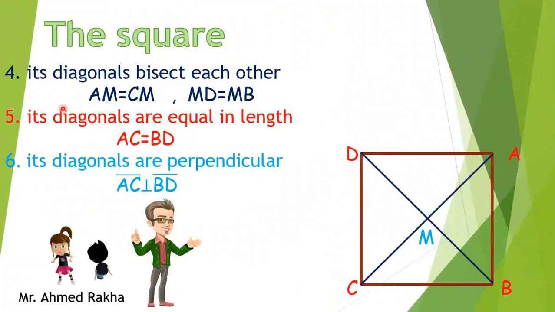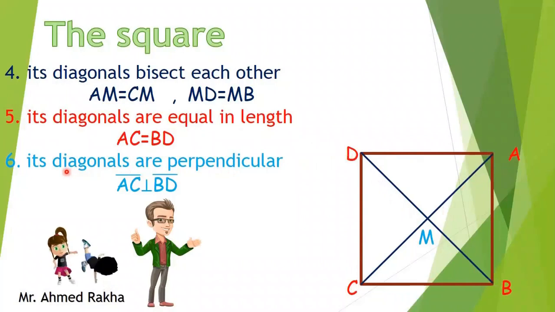Now let's talk about its diagonals. We have two diagonals for the square. What about these diagonals? Of course these diagonals, as in the parallelogram, bisect each other. That means M is the midpoint of AC and M is also the midpoint of BD. That means the length of AM equals the length of CM and the length of MD equals the length of MB. And what else? Its diagonals are equal in length. That means the length of the diagonal AC equals the length of the diagonal BD.